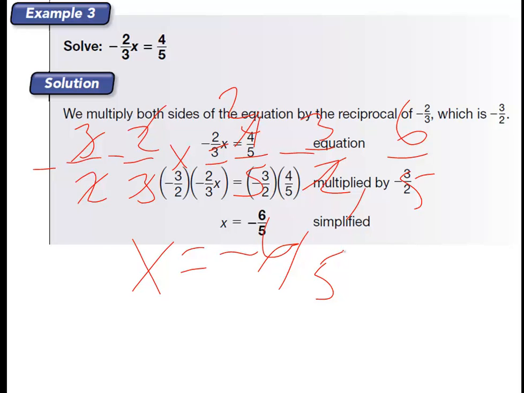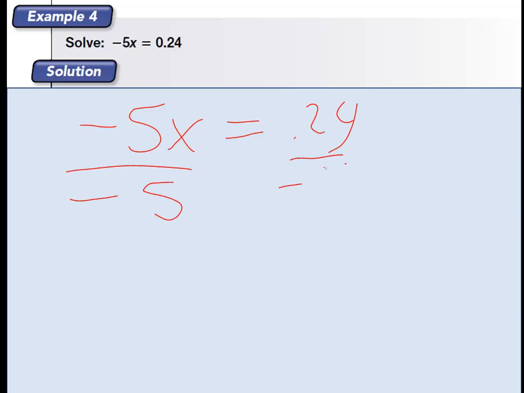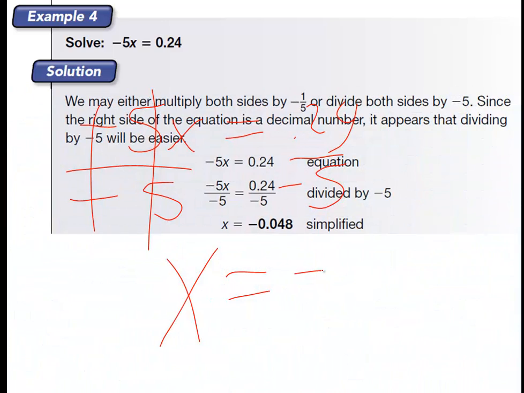Hopefully you saw that, followed that. If not, go back, play it again, see it again. All right. How would we do this one? This one, I do the same method. I just bring it over here, and I wouldn't do the reciprocal on this one. I would just divide both sides by -5. That's going to cancel out, leaving you x equals 0.24 divided by -5. I know my answer is going to be negative because a negative and a positive equals a negative, and -5 is negative and 0.24 is positive. So when you do your division, you come up with -0.048.